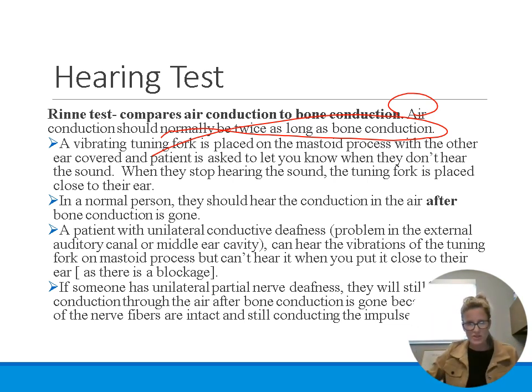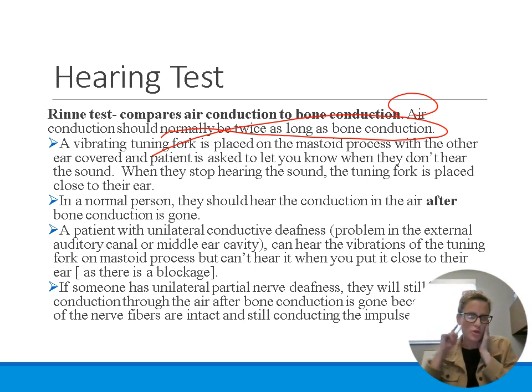So what we do, we take the tuning fork, you strike it on something to make it vibrate, and you put it on the mastoid process, the little bone process behind the ear. You put the tuning fork on the mastoid process of the ear you're testing, and they should cover the other ear because you don't want to be hearing signals through that ear. So put it on the mastoid process here, and you tell the person, tell me when you stop hearing it. That's bone conduction right there. So they'll put their hand up: I don't hear it anymore.